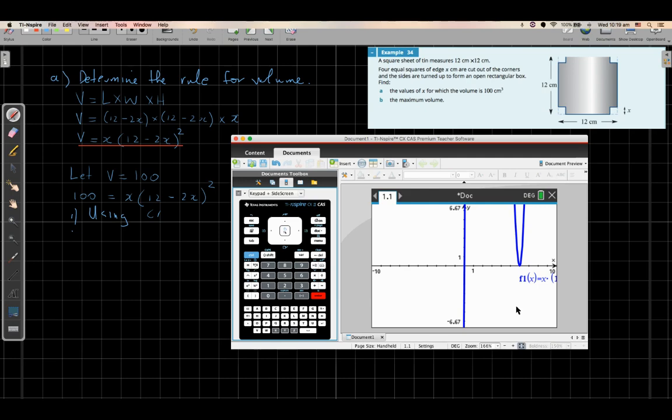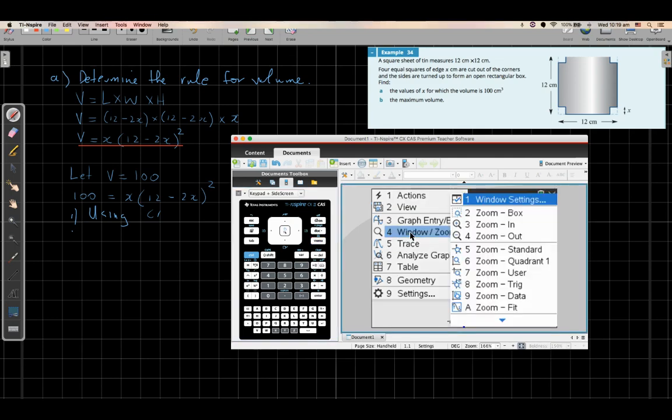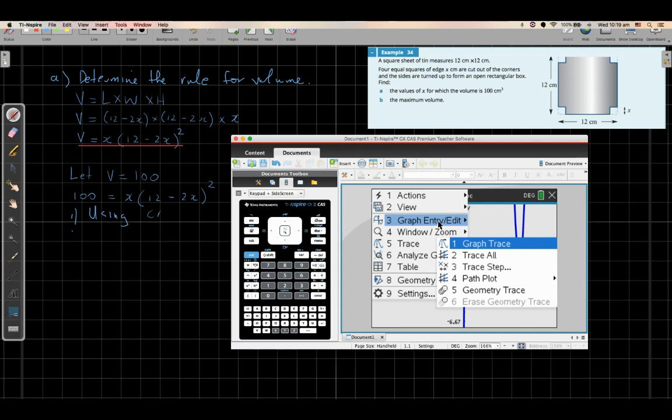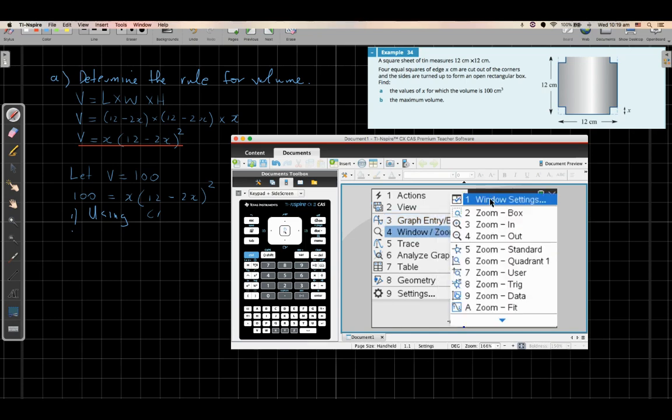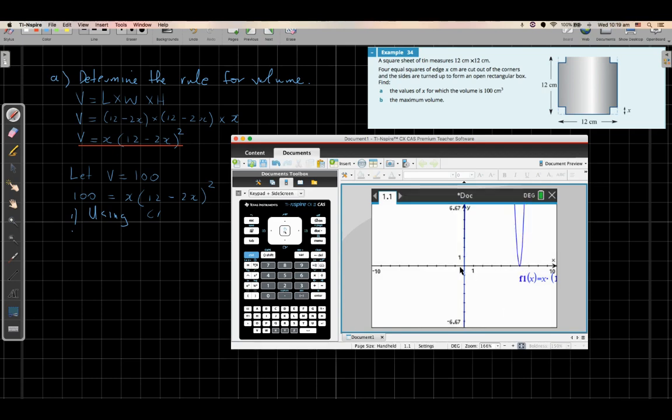So what we've got to do is adjust our window. And this is really important, and I've talked to you about this before. We need to adjust the window so I can see the whole graph. So we'll go menu, window zoom, window settings. You'll see that the x values are okay. We can see from 0 to where it hits 0 again. So it's a similar sort of graph to the last one. We're going to restrict the domain in a sec. But it's the height that's the issue, the y values.